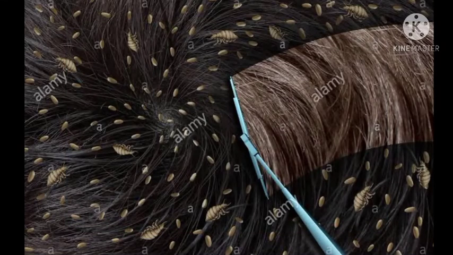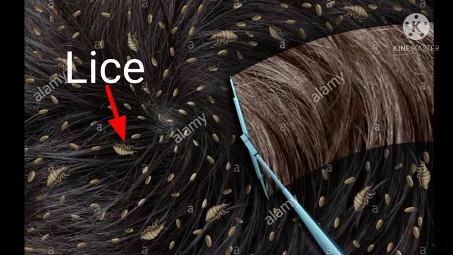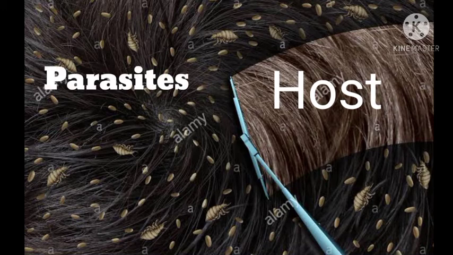In humans, the head lice are obligate ectoparasites. The lice attach to the human hair until they grow and suck the blood in our head for their own nutrients. In this relationship, the host is the human, while the parasites are the lice.